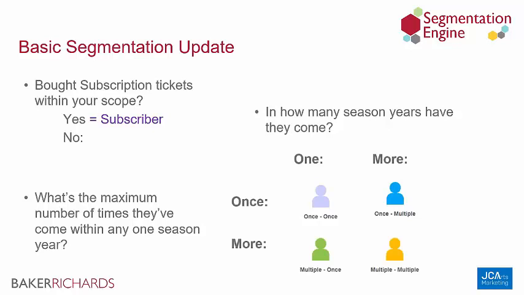If the answer is more than one as their maximum number of times within a year, then they are a multiple once. If they've only come in 1 year, they are a multiple, and if they've come in more years, a multiple in multiple years. And it's as simple as that. There is no longer any averaging or anything being done. So you'll always be able to really simply understand why someone has ended up in the segment that they have.